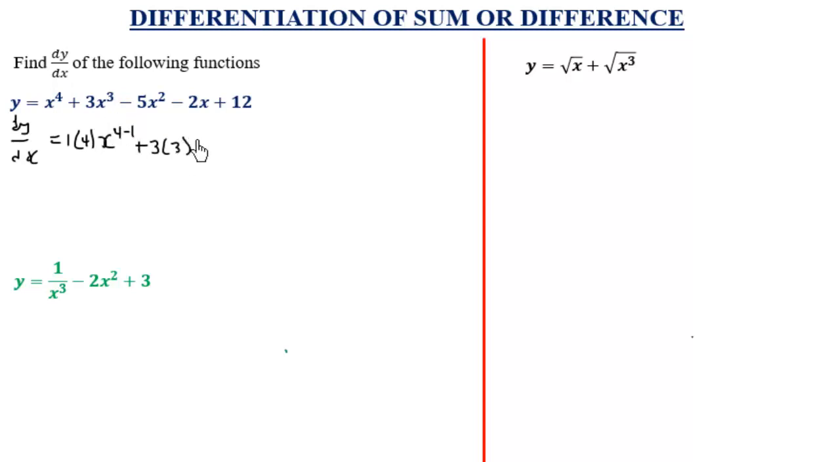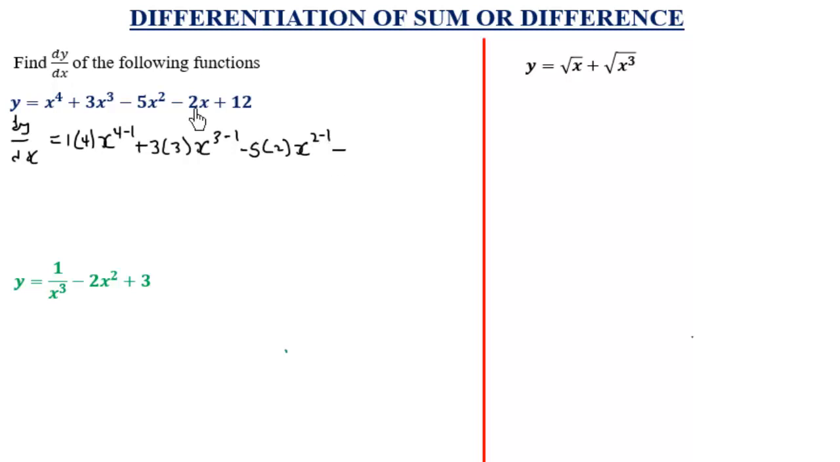Good. Now we bring your x. This time around, the exponent of the x will reduce by 1. So that's going to be 3 minus 1. The next function is negative 5x to the power 2. So the exponent will now multiply the coefficient of x, which is negative 5. So negative 5 multiplying 2, and you bring your x. Now the exponent of this is going to reduce by 1, so that is 2 minus 1.